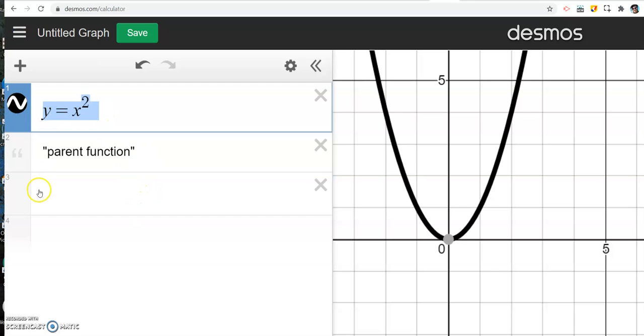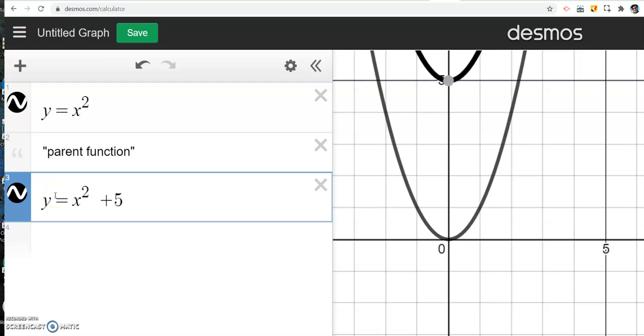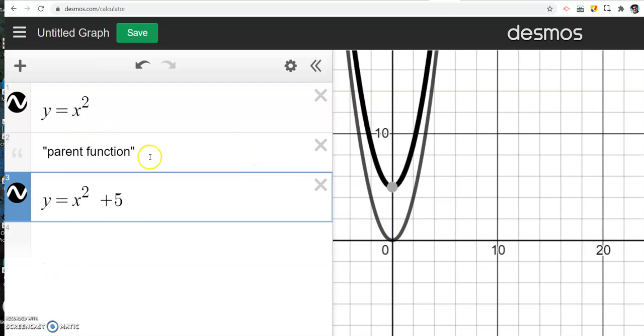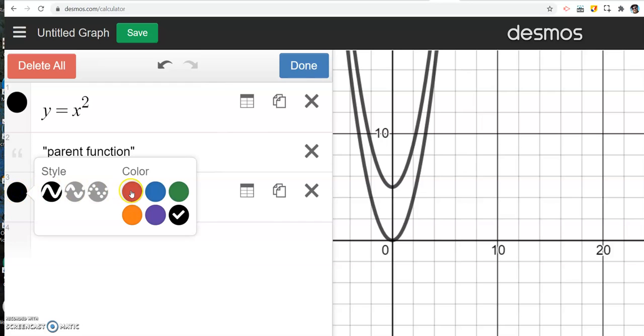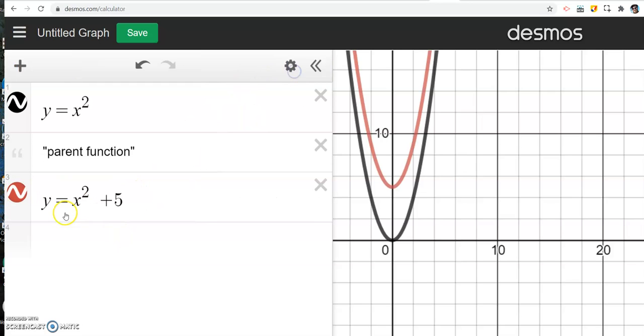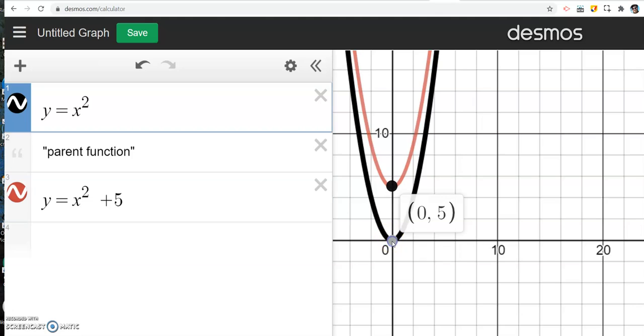What happens is we add stuff to it, and it shifts the whole thing, okay? And this gets confusing right away because you're like, well, which one's the original, which one's the new one? Well, the parent function is always the more basic one. If you click on the little gear there, you can change the color of it. Now we can see the parent function is in black, the new one's in red. So, what happened? We plused 5, and we shifted everything up by 5. Interesting. Instead of 0, 0, it went up to 0, 5.